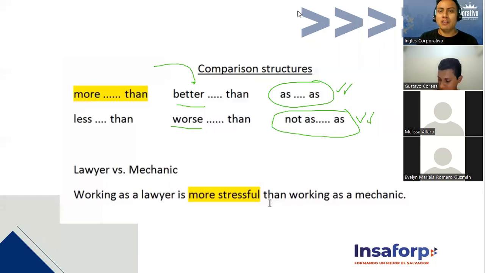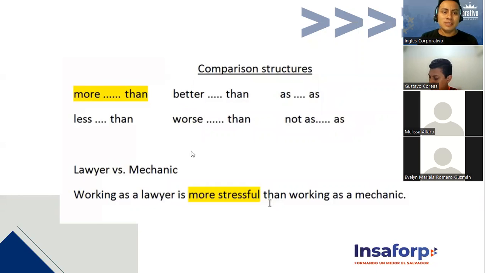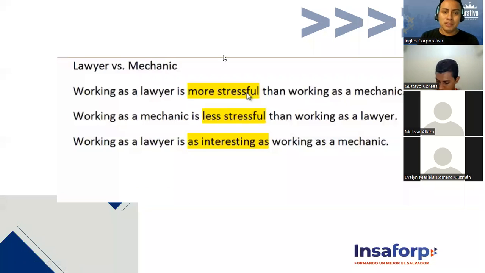Thank you so much for sharing all your examples. They're just great. Now, let's move on. Let's take a look at this one. We saw last class that we can say the same ideas, but we can also have a contrasting idea by using less instead of more, right? For example, Joel, can you read the first one? And then Melissa, can you read the second one? And then maybe Gustavo, you help us with the last one. Go ahead, please. Working as a lawyer is more stressful than working as a mechanic. Working as a mechanic is less stressful than working as a lawyer.